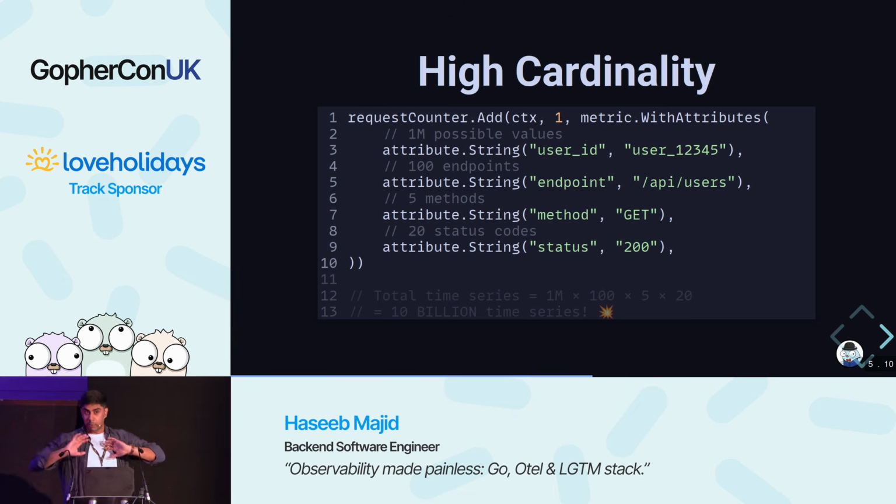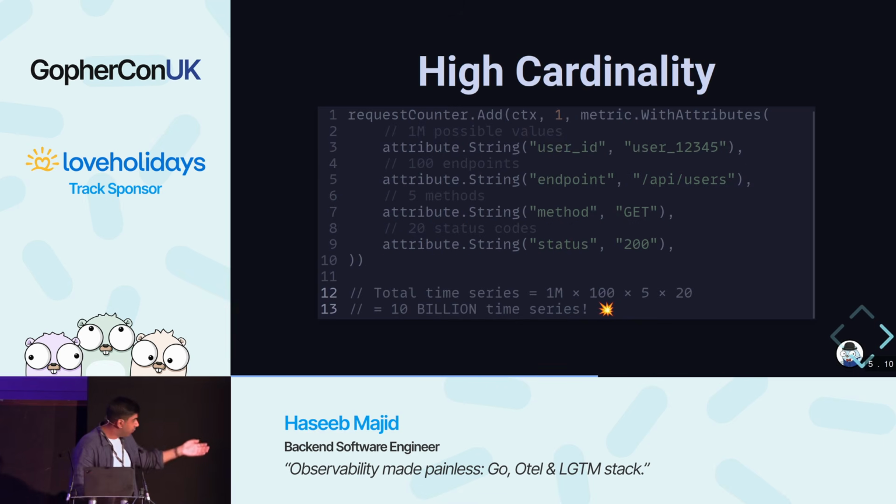Again, there'll probably be reasons you might want to do so. But if we take a look, what's happening here? We could have 1 million users. We might have 100 endpoints, and we might have 5 methods with 20 status codes. I've exaggerated this a little bit. It's probably not that bad. But each unique combination of that generates what we call a time series, right? And each of those might take 1 kilobyte of metadata. And if we multiply that all out, and we have all of those combinations, we are going to generate 10 billion time series, which already is going to be 10 terabytes of data, just in metadata alone.